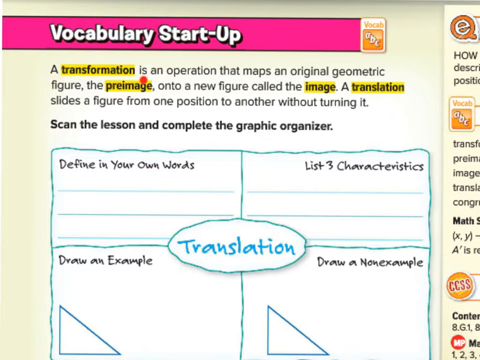A transformation is an operation that maps an original geometric figure, the pre-image, onto a new figure called the image. So what we're saying here is that we are going to transform an original geometric figure, or what is known as the pre-image, into a new figure, which will be known now as our image. Okay? And we will do this all through an operation.